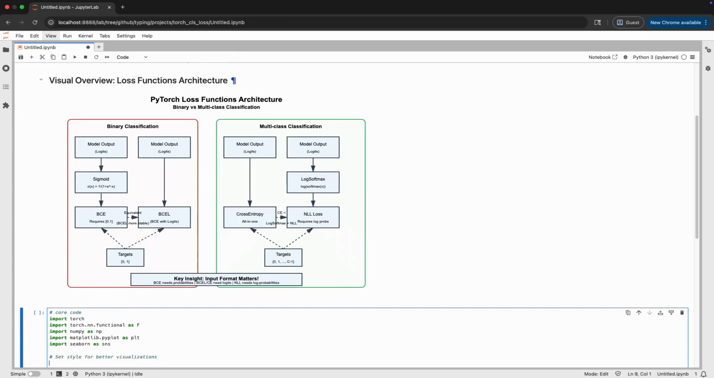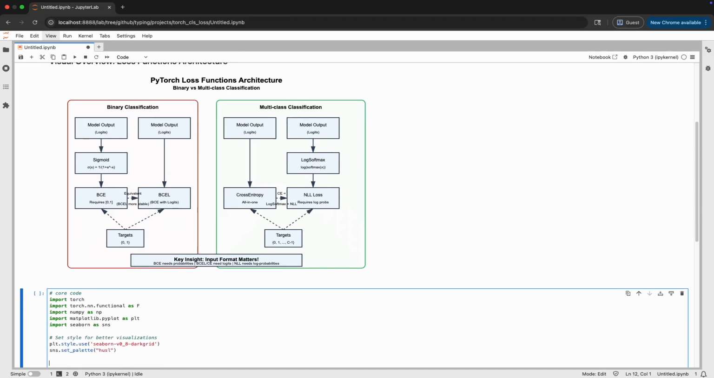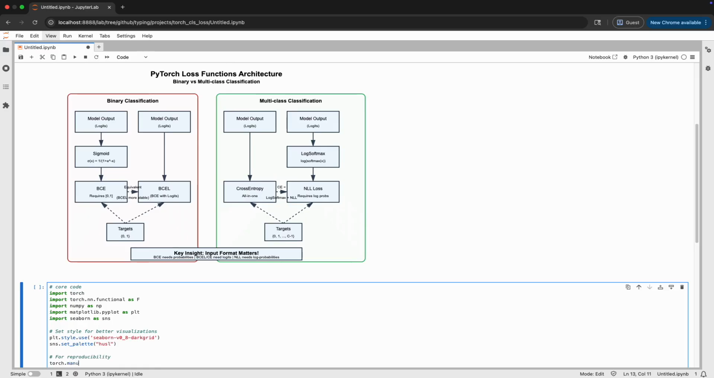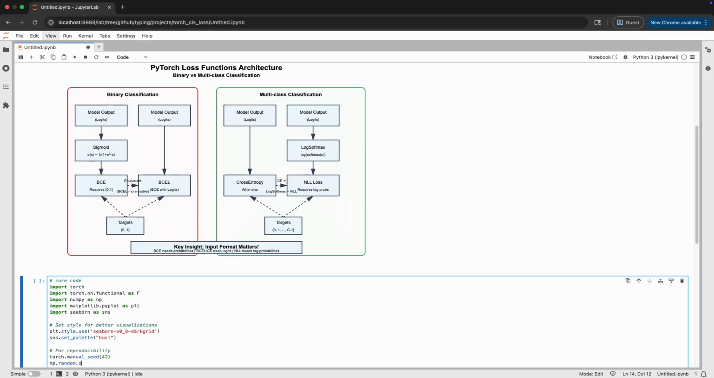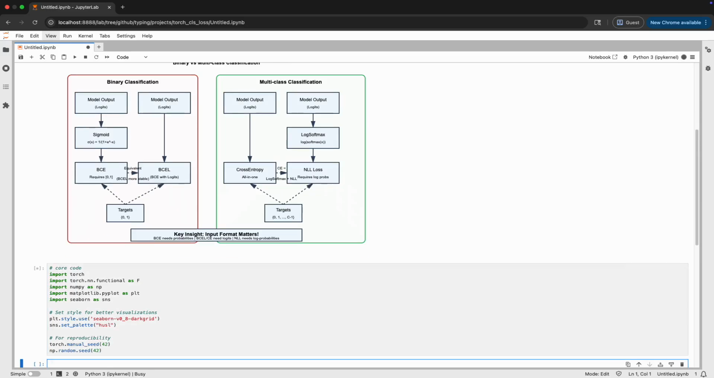We'll use PyTorch for the loss functions, NumPy for numerical operations, Matplotlib for visualizations, and Seaborn to make our plots look nicer. I'm also setting a random seed to ensure our results are reproducible.